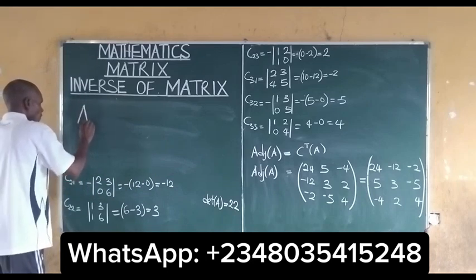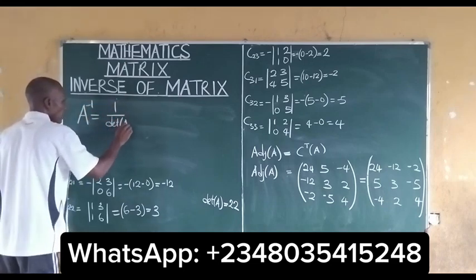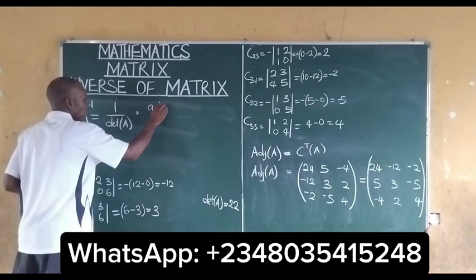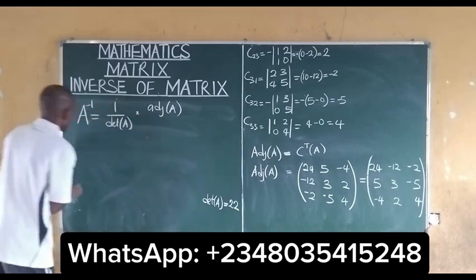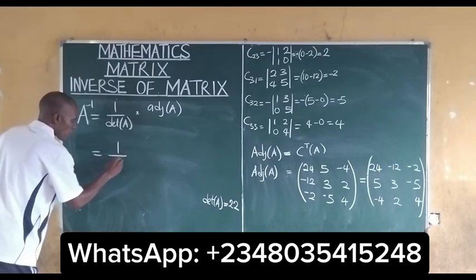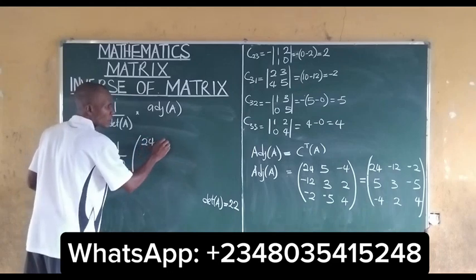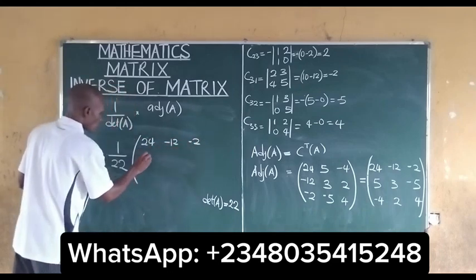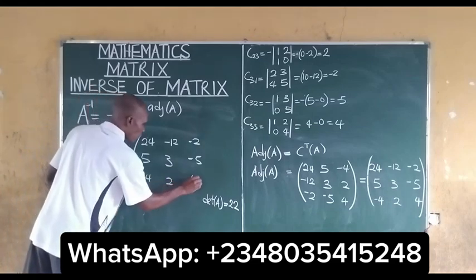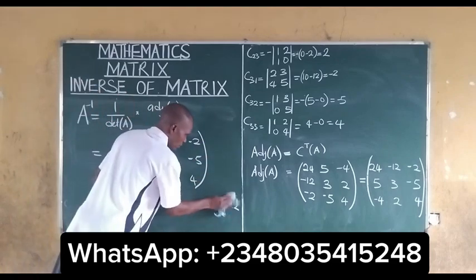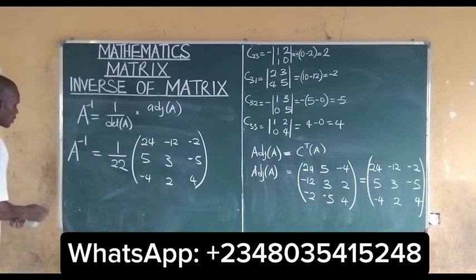Now, to write our answer, like we said, the inverse of A is equal to 1 all over the determinant of A multiplied by the adjugate of A. Now, we have it as 1 all over 22 multiplied by 24, negative 12, negative 2, 5, 3, negative 5, negative 4, 2, and 4. So this becomes our inverse of A.